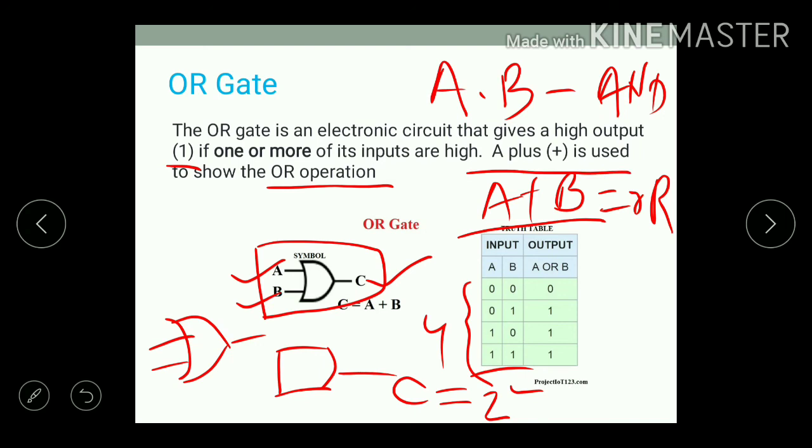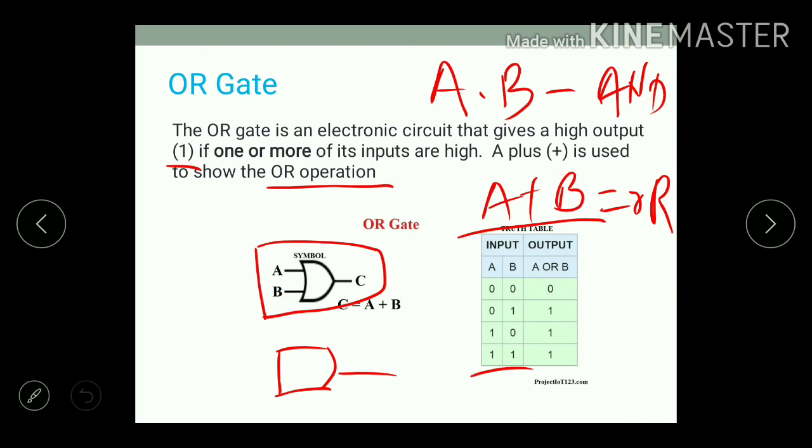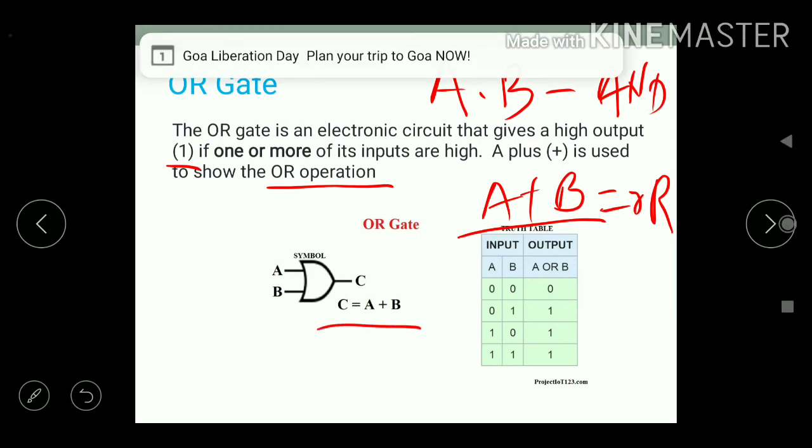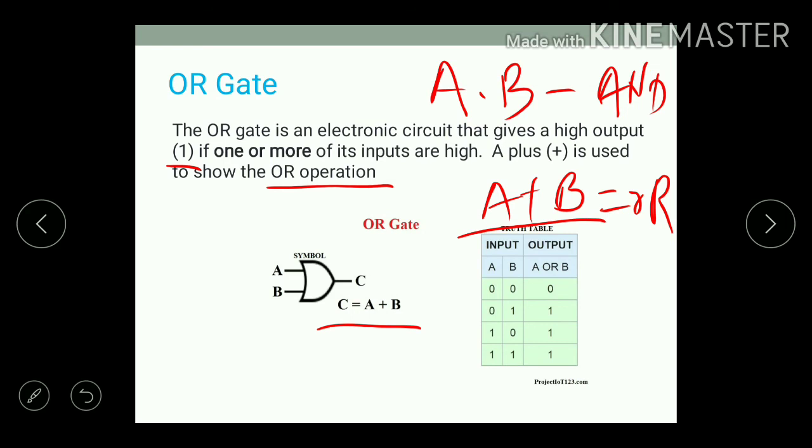So what is the Boolean expression for the OR operation? C is the output, so C is equal to A plus B. This is the Boolean expression for the OR gate. Here we simply do the plus operation, that is addition. So 0 plus 0 is 0, then 0 plus 1 is 1, 1 plus 0 is 1, and 1 plus 1 is 1.